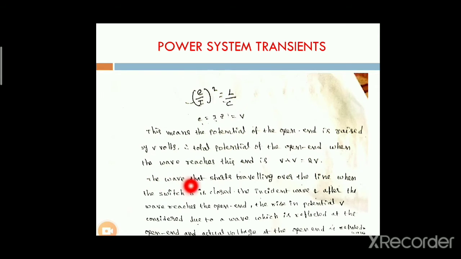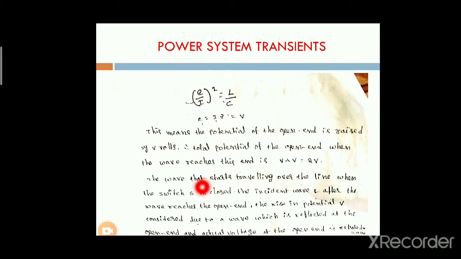Therefore, consider the wave that starts traveling over the line when the switch S is closed, the incident wave, and what happens after the wave reaches the open end. When we apply the voltage to the transmission line, the wave starts traveling over the line when the switch S is closed, and it reaches the open circuited end.